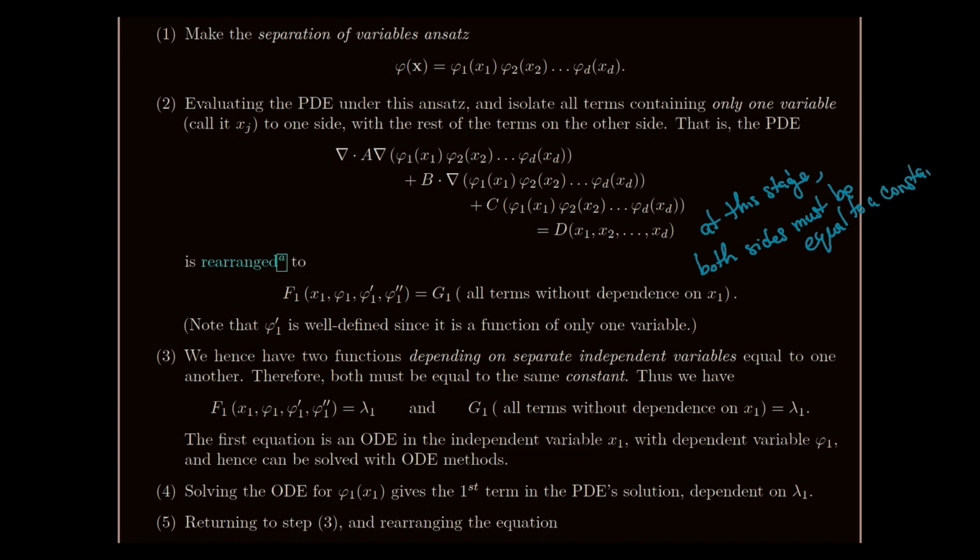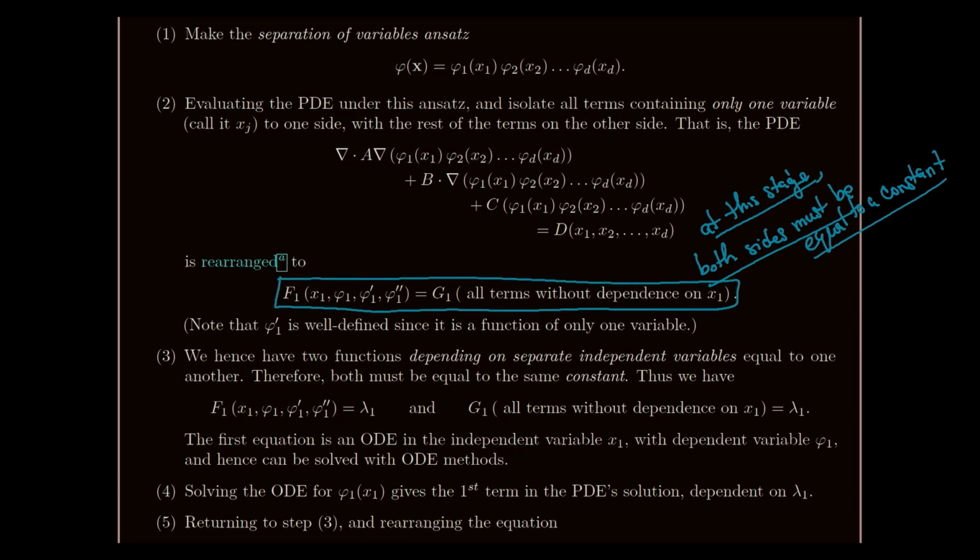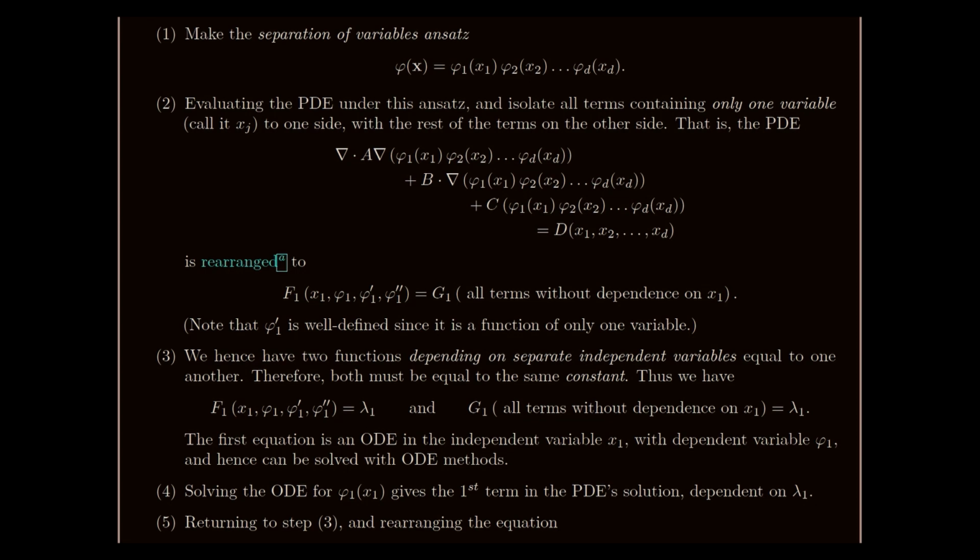And in fact, you should just pause right here and internalize this. At this stage, both sides must be equal to a constant. This is really what separation of variables is all about. Once we perform this separation, where we can isolate all terms to the left-hand side and everything else to the right-hand side, you gain for free that both of them are equal to a constant. This is kind of the big jump, and the constant is what's going to allow us to solve these PDEs. So that's what's going on in step 3.